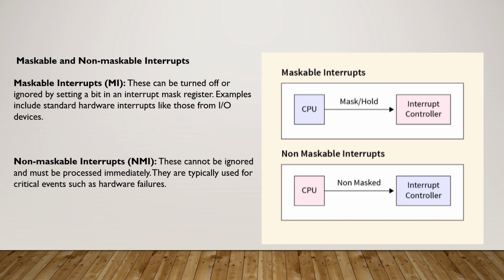Non-maskable interrupts cannot be ignored and must be processed immediately. They are typically used for critical events such as hardware failure. Because of this critical use, hardware non-maskable interrupts cannot be ignored. Here in the image we can see there is no mask between the CPU and the interrupt controller.